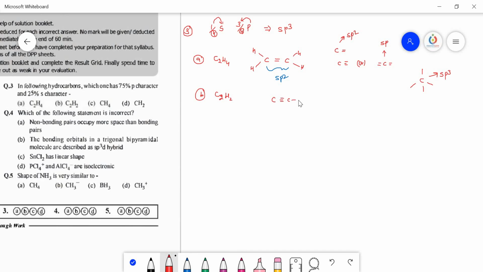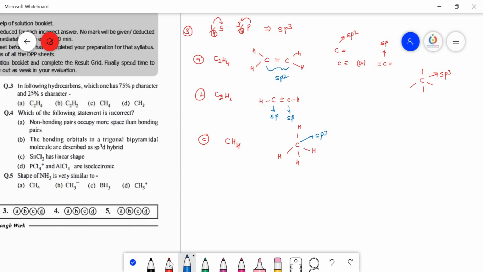C2H2 is an acetylene molecule, so there is a triple bond. So here sp hybridization, and this carbon also undergoes sp hybridization. Now let us see the CH4 option C, in which carbon is connected to the 4 hydrogens. We know that hydrogen forms only a single bond, so here carbon hybridization is sp3. So option C is correct.